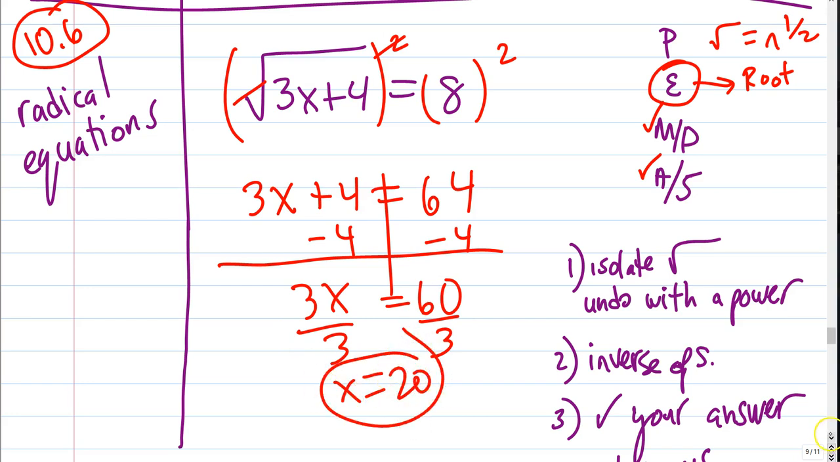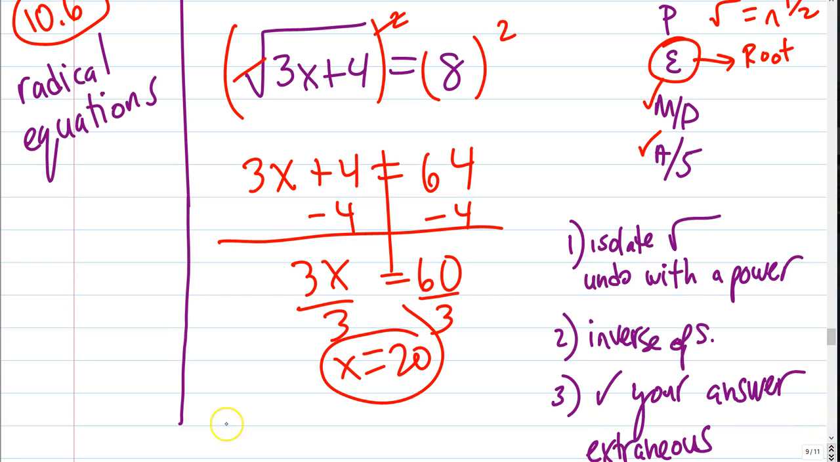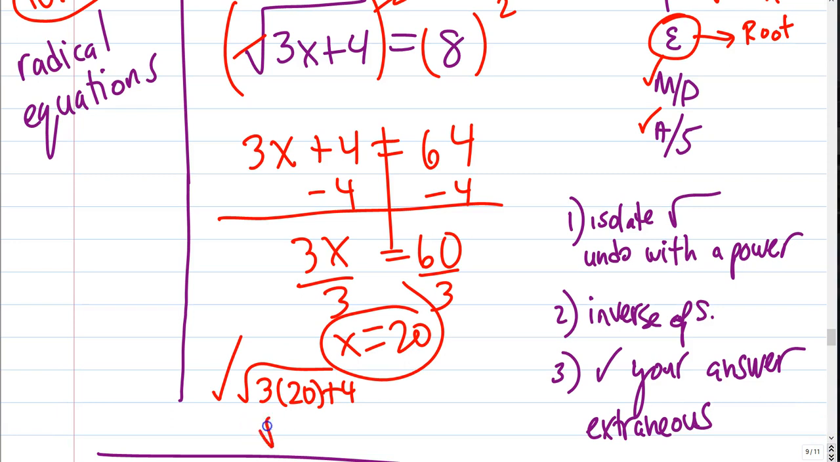Take a second and check your answer on these. If I check that, 3 times 20 is 60, plus 4. You end up with the square root of 64 equals 8, which is true. There will be some extraneous solutions, so do make sure that you check your answer. Okay?